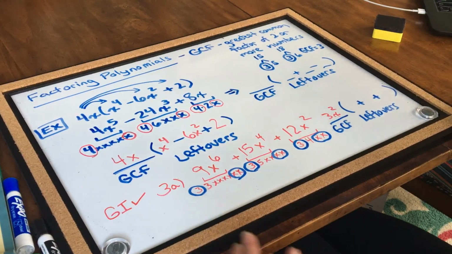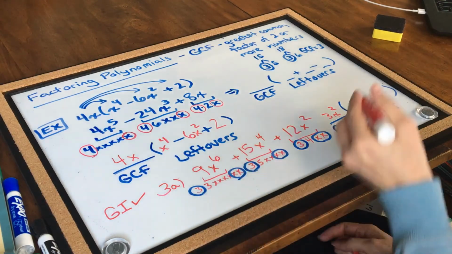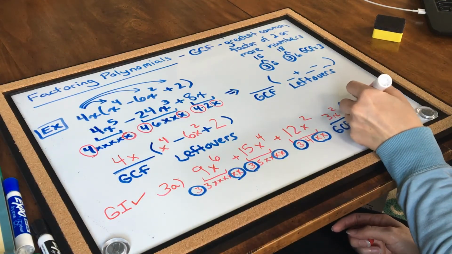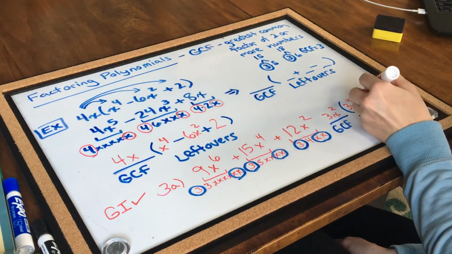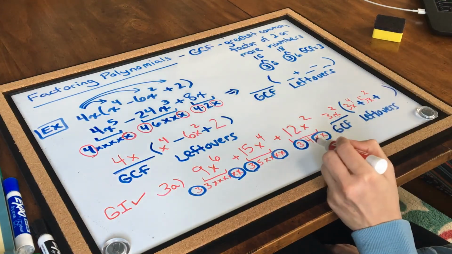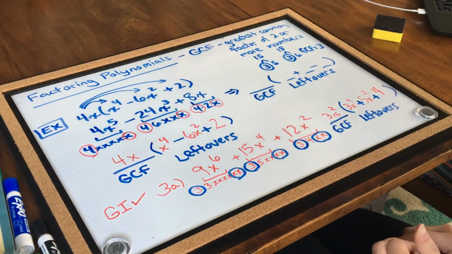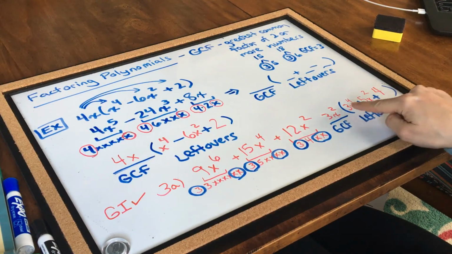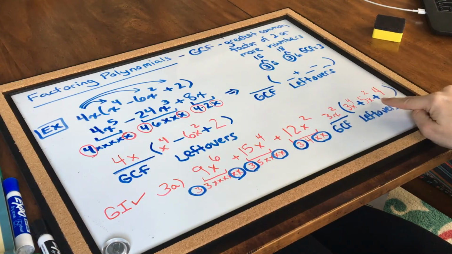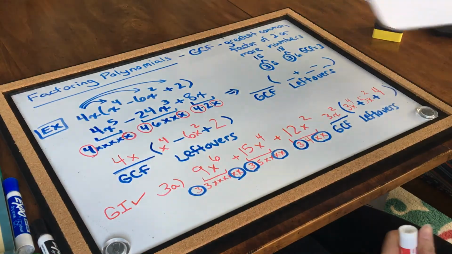Then let's take a look at what I have left. So over here, I have 3 and 4 x's, so this would be 3x to the 4th. In the middle, I have 5 and 2 x's, so this would be 5x squared. And at the very end, all I have left is a 4, so plus 4. Okay, and this is my final expression, 3x squared times the parentheses, 3x to the 4th plus 5x squared plus 4.